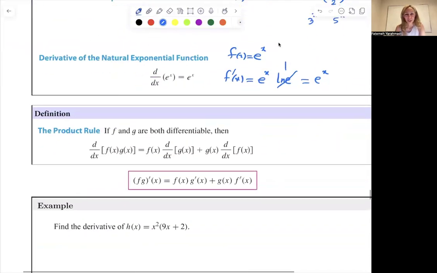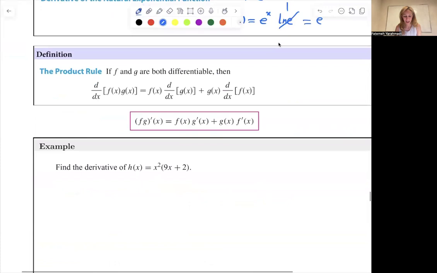If you have multiplication of two functions, the way that you take the derivative is you take the derivative of the first function multiplied by the second function, plus the derivative of the second function multiplied by the first function. The rule is easy to follow.